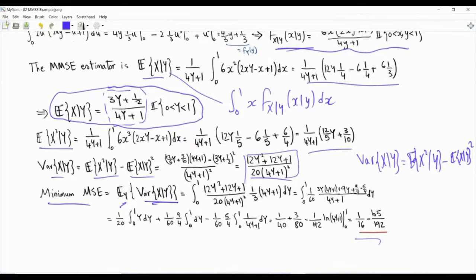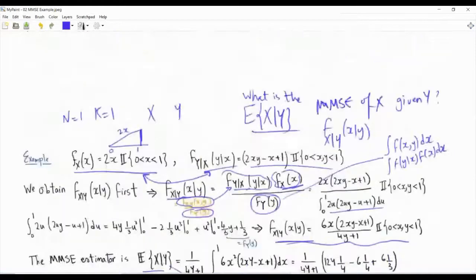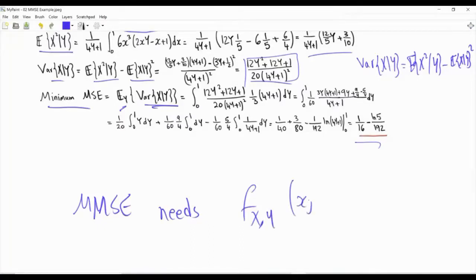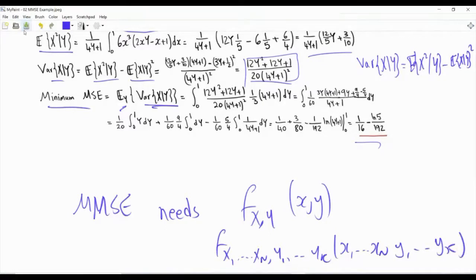Now, this example tells you what we need to find the MMSE estimate. And if you are further interested in obtaining the minimum mean squared error averaged over y, we need things like this. So basically MMSE needs this thing, f of x1 through xn, y1 through yk. So we need the joint. This is what you need.